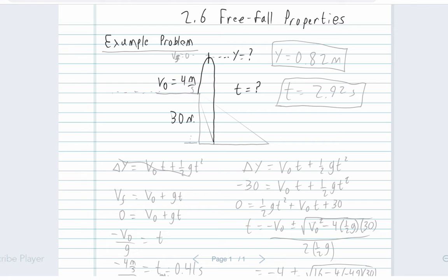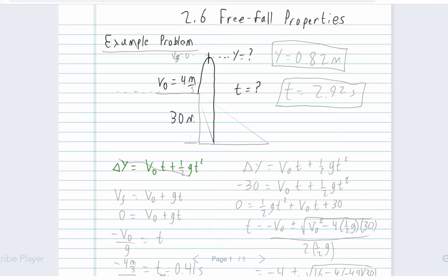In this case we are just looking at this part of the trajectory, left of the maximum height. So we can look at that point. We're going to say the change in y equals v naught times the time, plus 1/2 gt squared. Now you'll probably notice there's a problem here. We don't know the total time it took for this motion to occur.